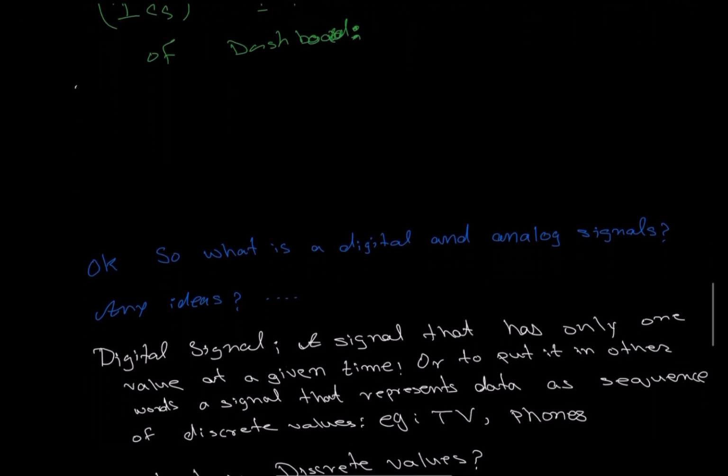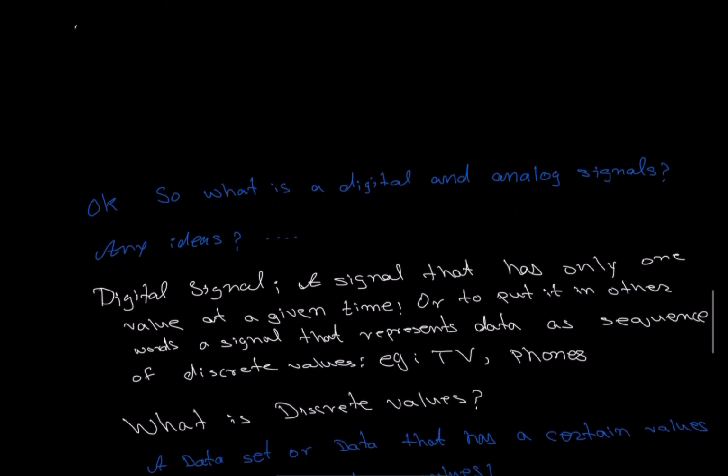All right, since we gave these examples, I hope you get some idea of these from these examples. So what is a digital signal and what is an analog signal? You guys have any idea? If you do, please pause and say it.